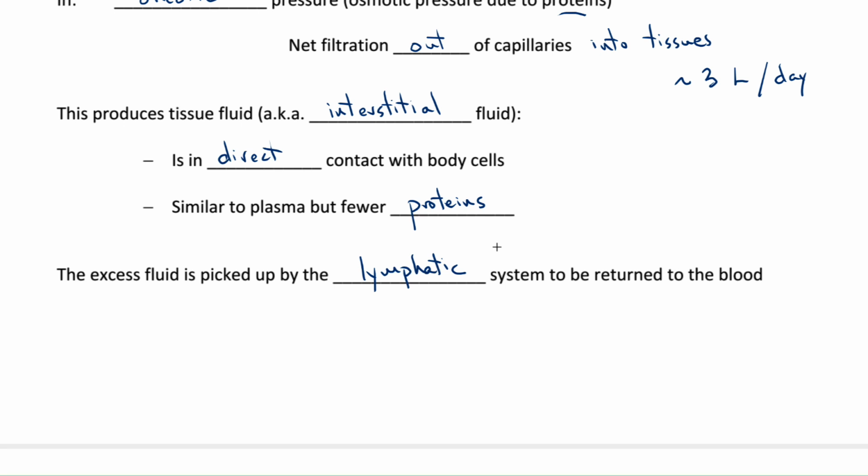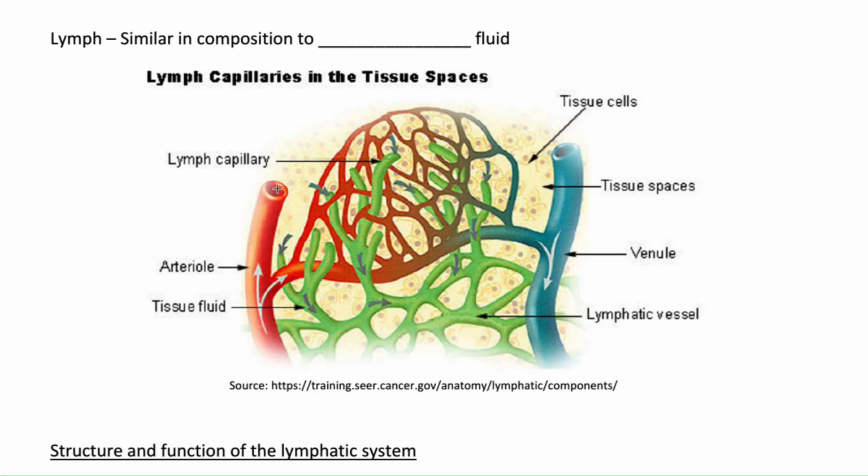Let's look at that in more detail now. So here's another diagram in more detail. We have the arterial side and the venous side, and then we have this capillary bed here.